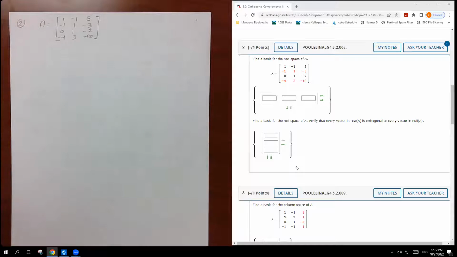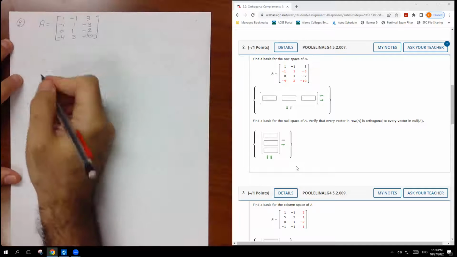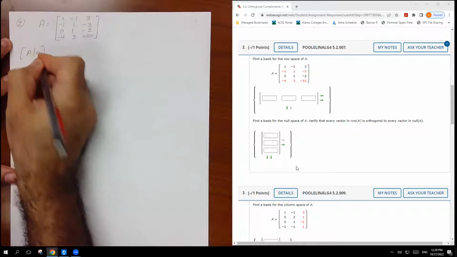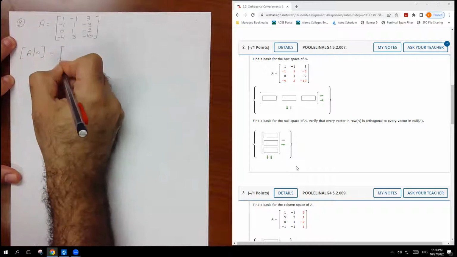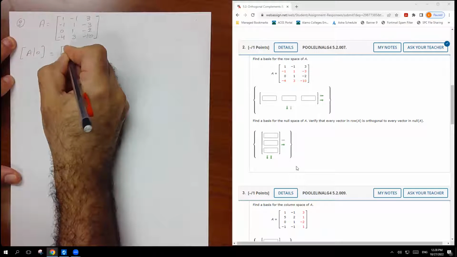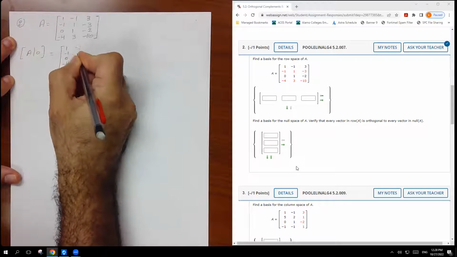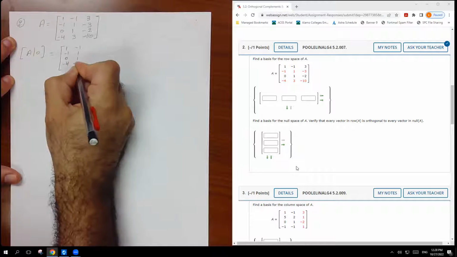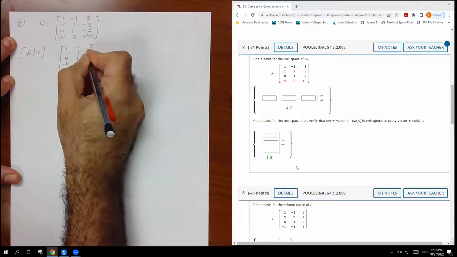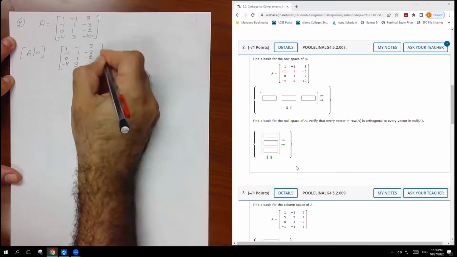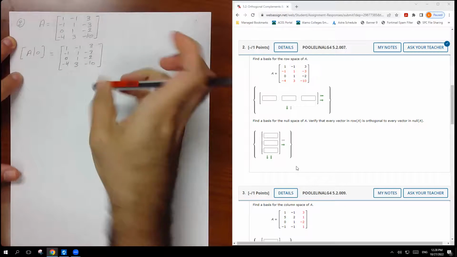So first of all, to find the row space of A and the null space of A, we have to reduce the matrix. So let's reduce A augmented with the 0, where the matrix A is 1, -1, 0, -4, -1, 1, 1, 3, 3, -3, -2, and -10, with the 0.